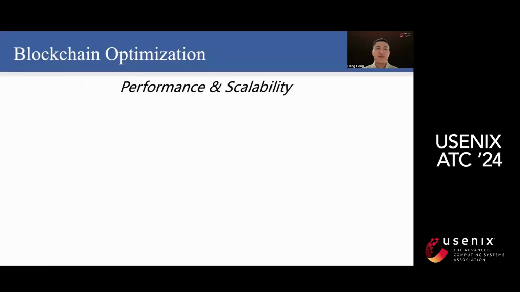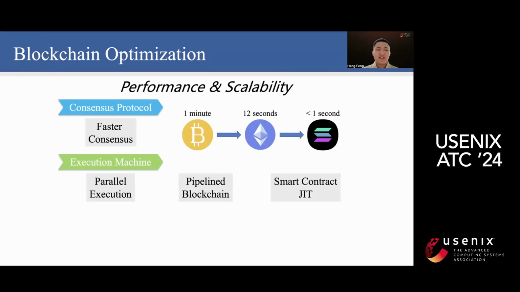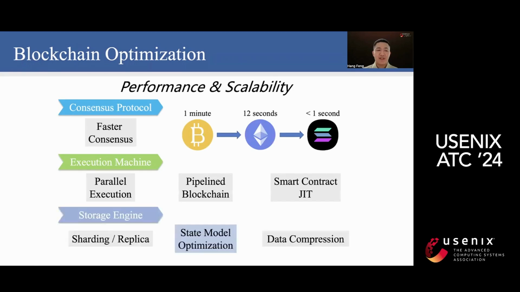With the rapid development of blockchain technologies, the performance and scalability issues are becoming more and more important. Now, most works focus on optimizing blockchain systems through three perspectives. The first is faster consensus protocol. The second is better execution machine, such as parallel execution, pipeline blockchain, and smart contract just-in-time compilation. The third is improved storage engine, including sharding, replication, state model optimization, and data compression.